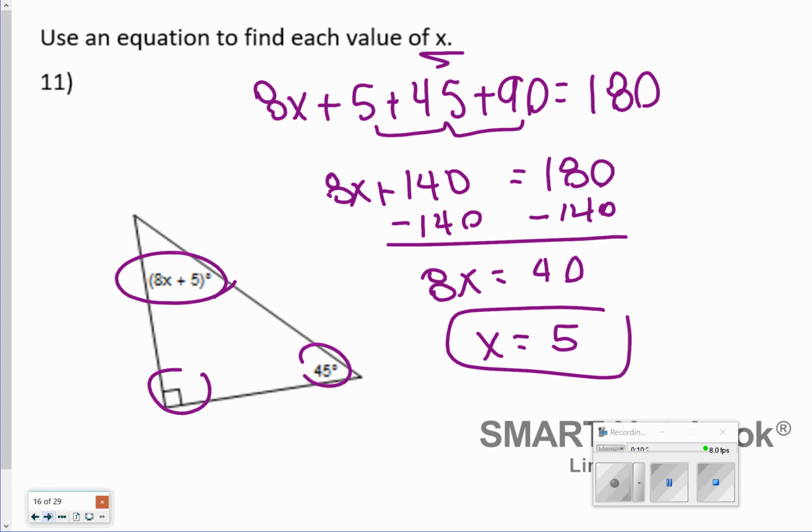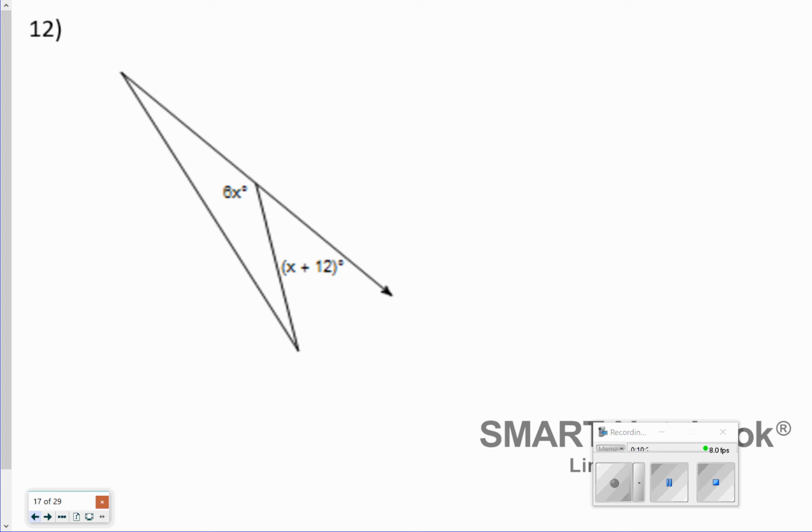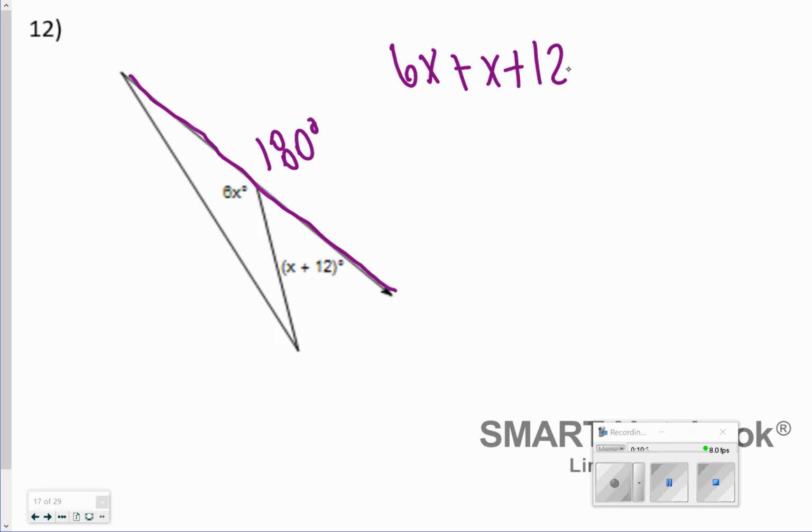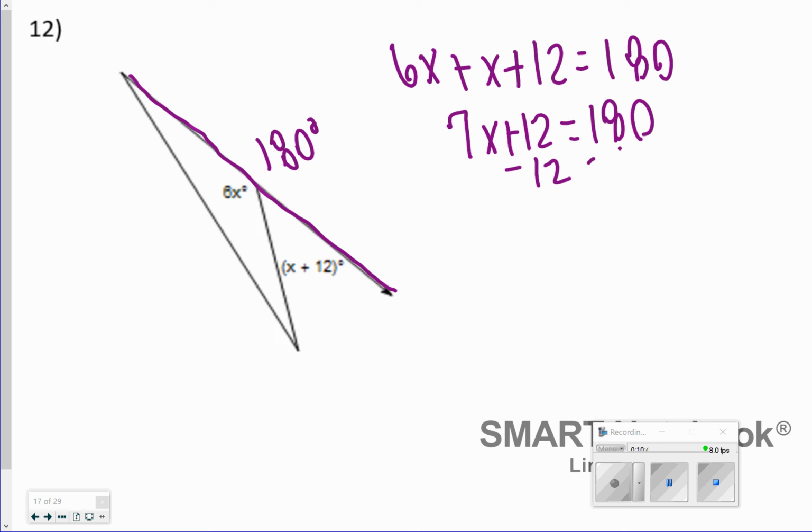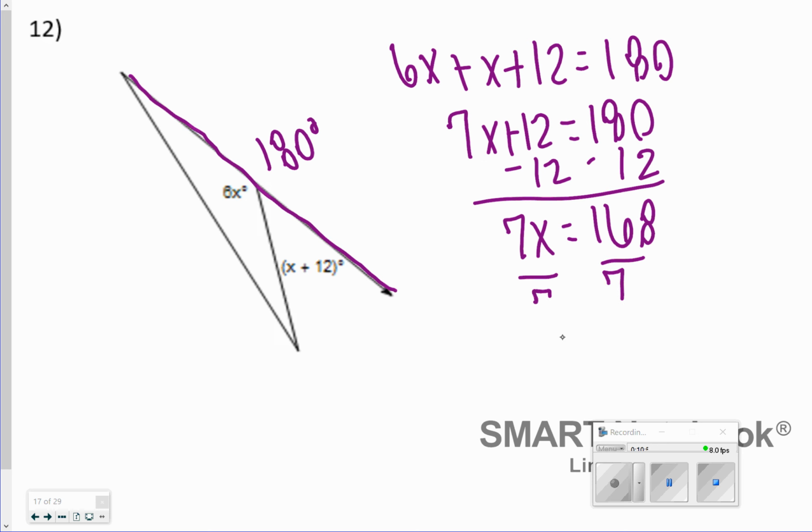For number 12, kind of the same deal. Noticing it's a triangle with a straight line, but this straight line makes 180 degrees. So you would do 6x and then plus the x plus 12 equals 180. Combine like terms, we get 7x plus 12 equals 180. And then go ahead and subtract 12 from both sides. We get 7x is equal to 168. Dividing both sides by 7, x is equal to 24.